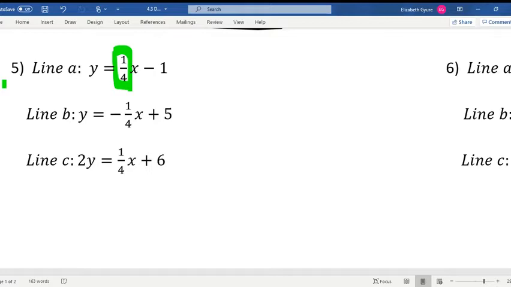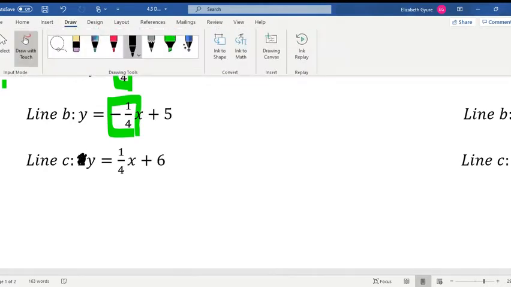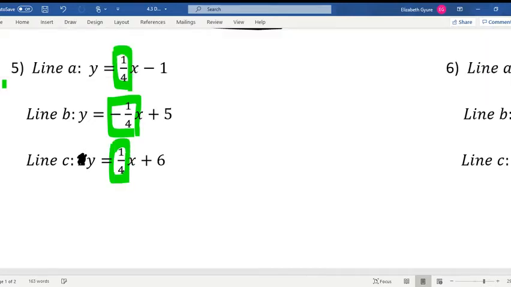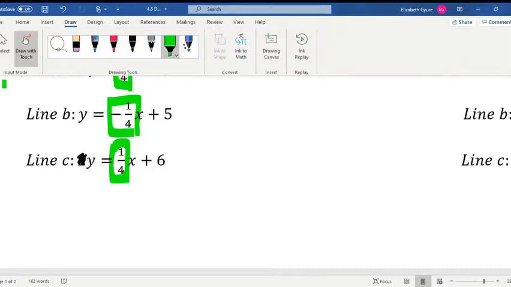What about in line B? It's -1/4. And then what about in line C? It is also 1/4. I don't know why there's this 2 here. You don't cross out this little 2 on the front. I think that's just a typo. Yeah, this one's just 1/4. So which ones are parallel? A and C. Here, I'll do it in this color for Lynn.